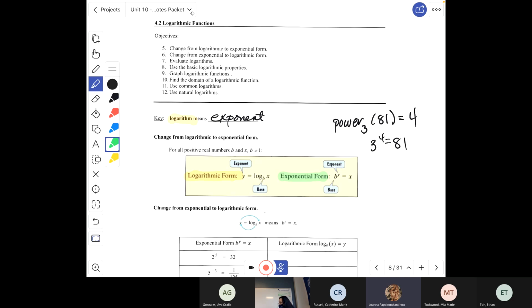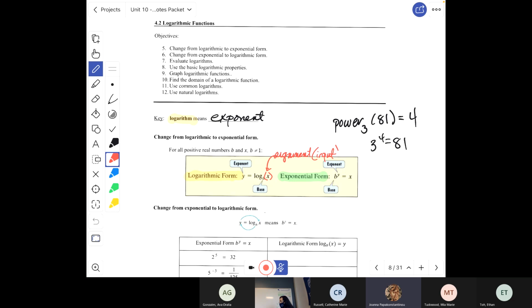Now, how do I read the right-hand side of that logarithmic equation? I'd see log, which is the abbreviation for logarithm. This little b, this little subscript, is a base. And then my input to my logarithmic function, also known as my argument. My argument is also my input. Okay? So I would read this as y equals log base b of x.